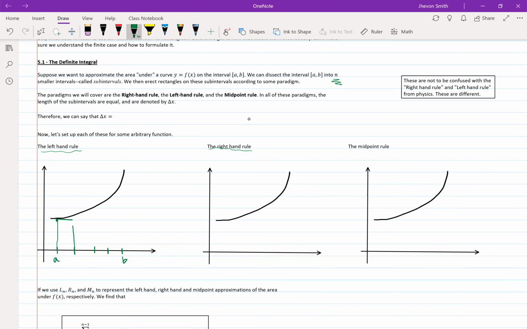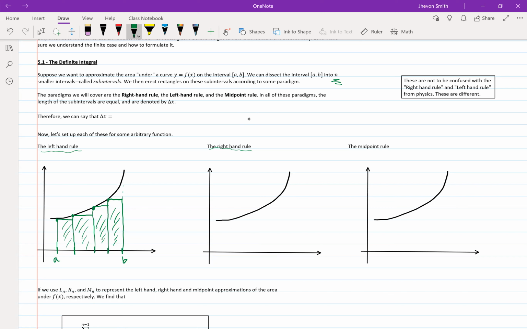Left side goes up, touches the function, that creates the height. Okay, so I have these rectangles here. The area of that is going to approximate the area under this function on the interval AB. Okay, so this is called the left-hand rule.